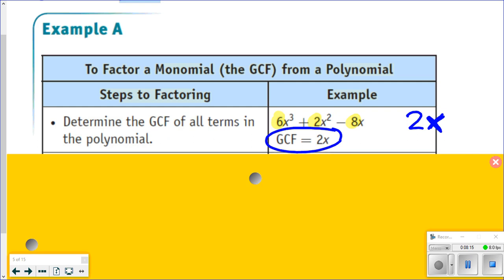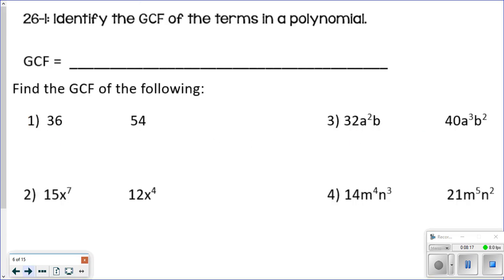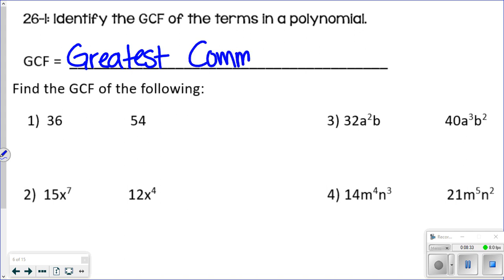So on our note sheet, let's fill in that GCF stands for greatest common factor.